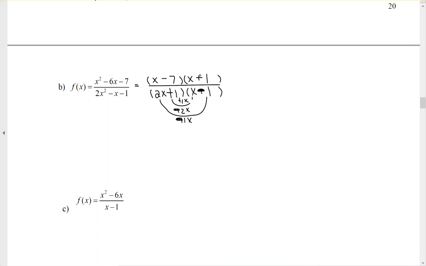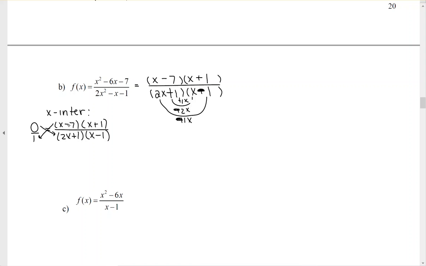And again, look to see if anything cancels. Well, this is now an x plus 1. It's not going to cancel with an x minus 1. All right, so there's no canceling, which means I have no holes. So I move forward then to my x-intercept and my y-intercept. So I'm going to take my fraction, x minus 7 times x plus 1 over 2x plus 1, x minus 1, and let y equal 0. For an x-intercept, put 0 over 1, cross multiply.